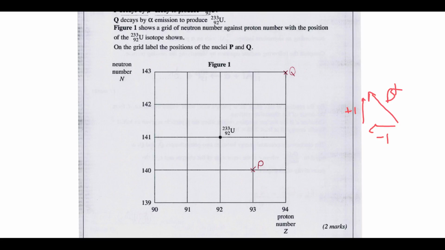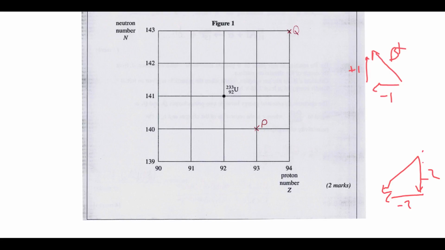An alpha decay takes you down 2 neutrons and down 2 protons. So essentially it's like a -2, -2. So then Q must be +2, +2. So up here. That's how you can figure that out. Okay, so let's move on to the next question.